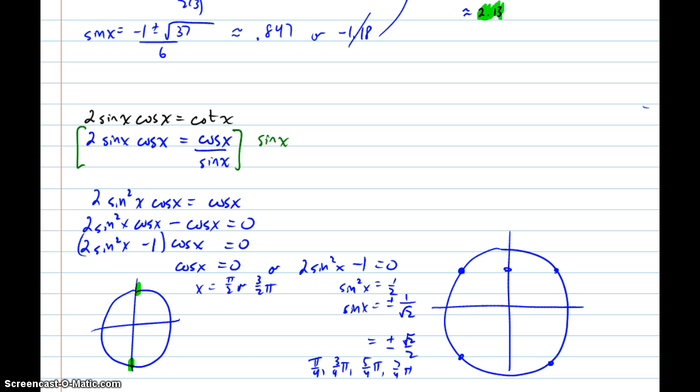So there's really 6 answers to this particular problem. Pi halves, 3 halves pi, pi fourths, 3/4 pi, 5/4 pi, or 7/4 pi. But again, the big important idea is back at the beginning, I can rewrite cotangent as cosine divided by sine, and then clear the denominators and factor.